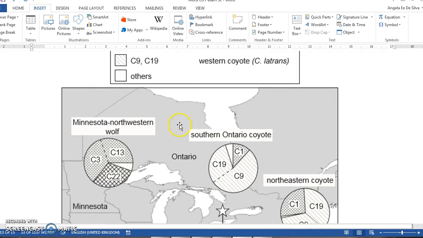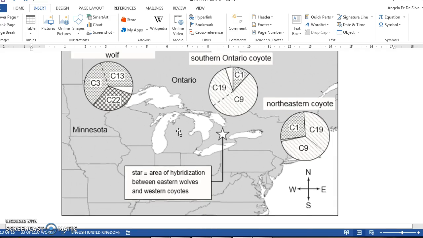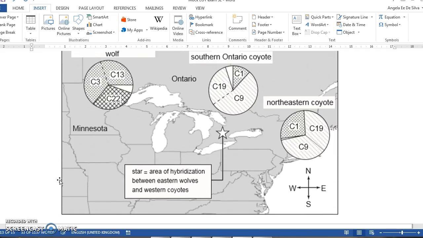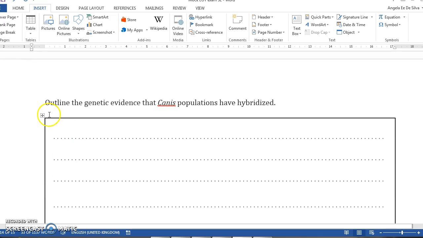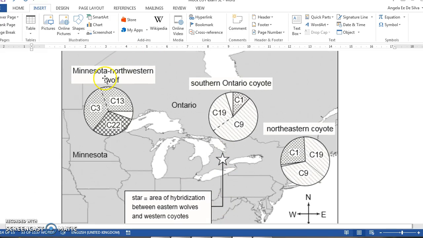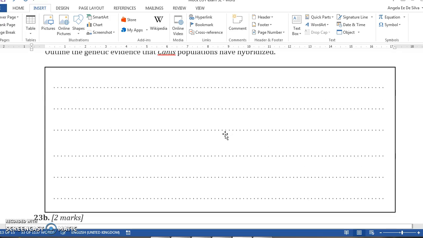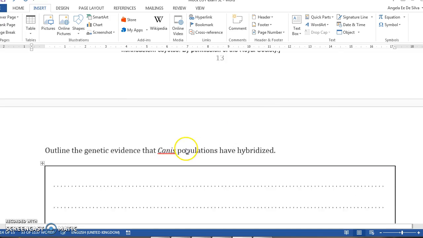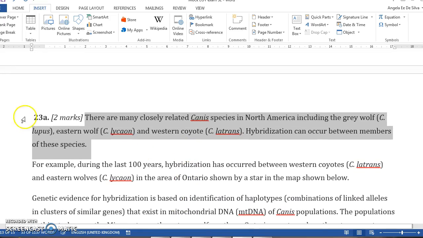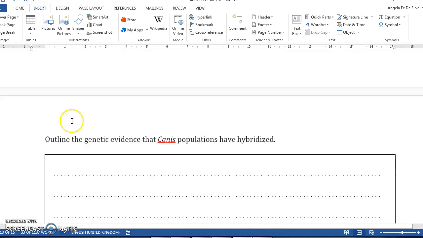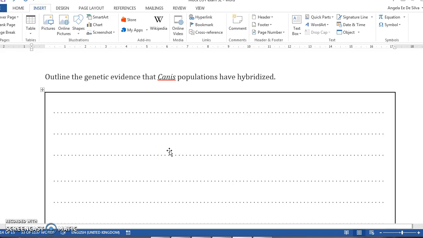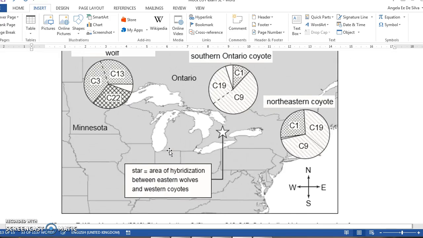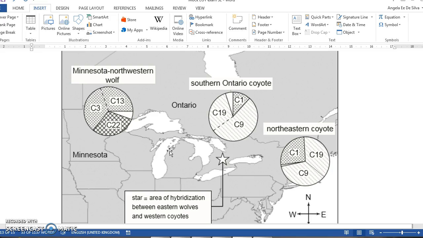So if we mention this, in the next question, it says outline the genetic evidence that Canis populations have hybridized. If we mention this and this as evidence that they have hybridized, you would have got 2 marks already. Okay, so I assume this has 2 marks. Let's just go up. Usually, yeah, it's 2 marks. So 2 marks for the first question would have been answered. And that's for the first question. So we will continue in the next video on the second question.